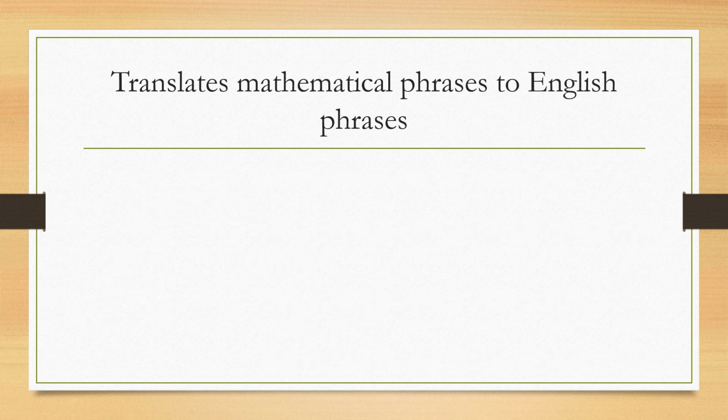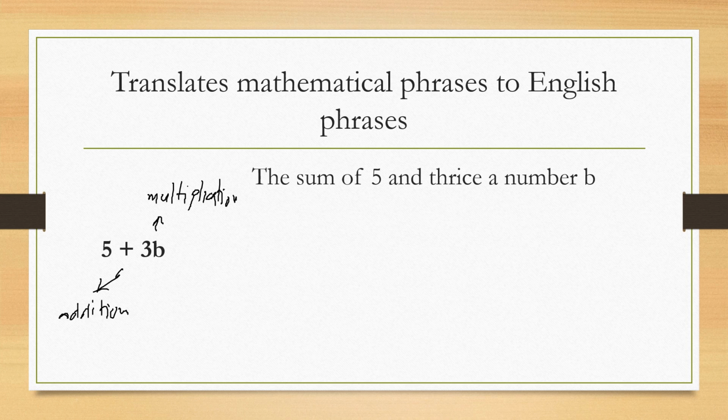So, next one is 5 plus 3b. So 5 plus 3b again. Meron tayo ditong dalawang operations, the first one is addition and 3b is multiplication. Ayan. So these are the operations. So ano-ano yung mga possible English phrases na pwede nating magawa dito sa ating expression? So the first one is the sum of 5 and thrice a number b. Okay, so yung sum natin is for addition, and then yung thrice a number b is 3b. Kaya siya naging the sum of 5 and thrice a number b.